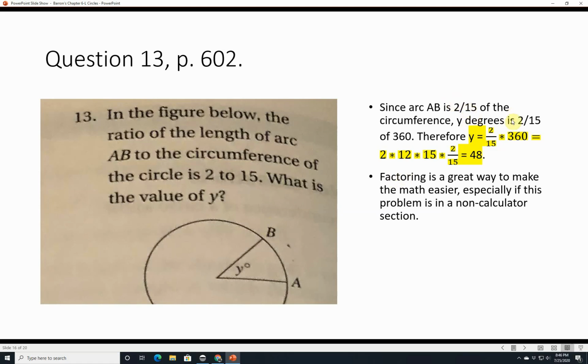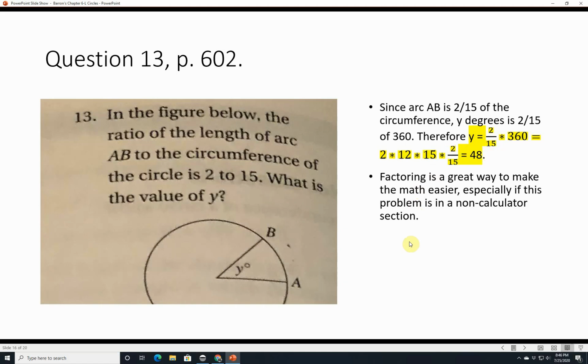Well, y degrees has to be 2/15 of 360 because this central angle and this arc length are going to be directly proportional. So when this goes up by some proportion, that's always the same. So we can take 2/15 times 360, which is 2 times 12 times 15 times 2 over 15. Those cancel out, so we end up with 2 times 12 times 2, which is just 48.